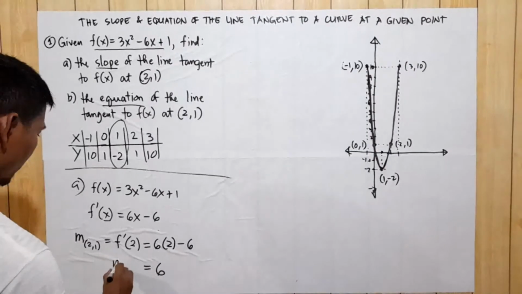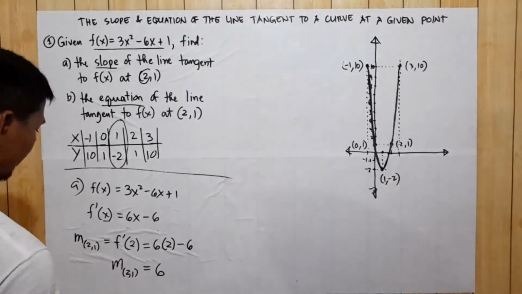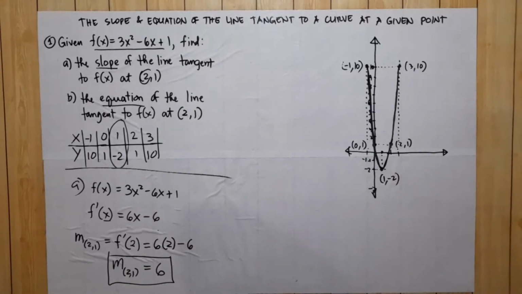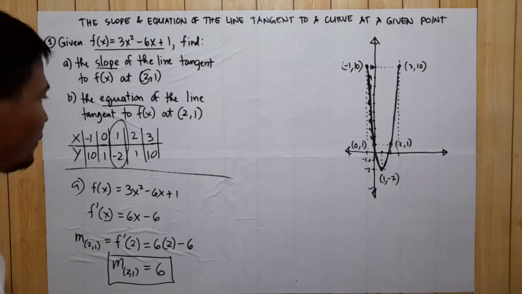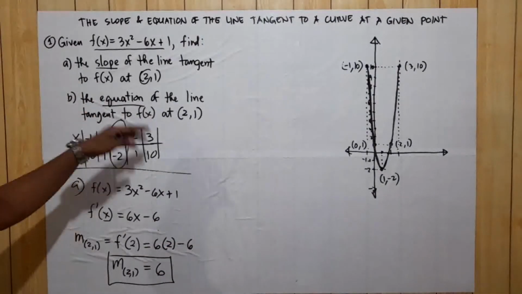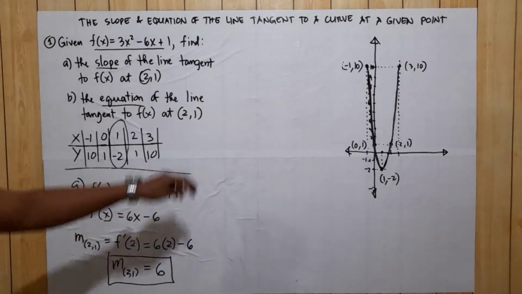Yan po yung slope at (2, 1). Okay, so yan po yung sagot sa una nating problem. So, punta po tayo sa second problem natin. Paano naman po yung equation ng line tangent to f of x at (2, 1)?